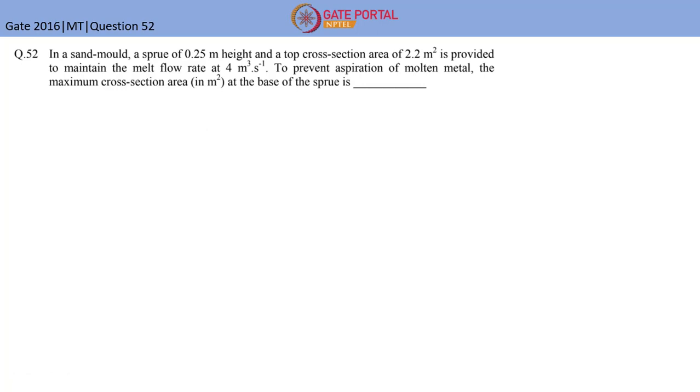In a sand mold, a sprue of 0.25 meter height and a top cross section area of 2.2 meter square is provided to maintain the metal flow rate at 4 meter cube per second. To prevent aspiration of molten metal, the maximum cross sectional area in meter square at the base of the sprue is. So we have to calculate the maximum cross sectional area at the base of the sprue.